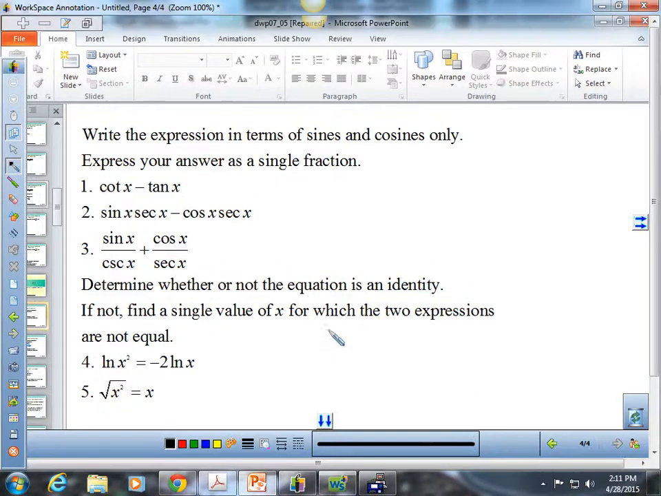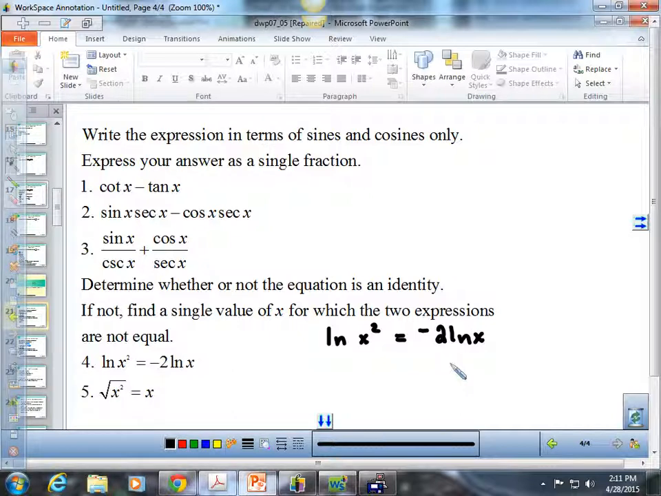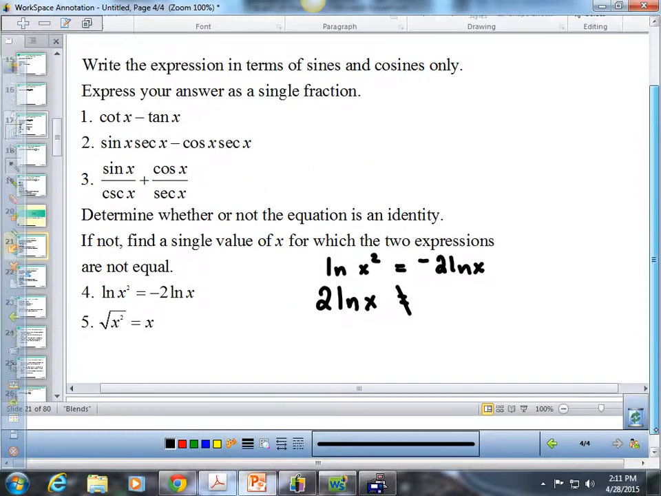Is the natural log of x squared equal to negative 2 natural log x? Okay. What are we allowed to do with exponents when we have a log? We're allowed to bring them out front, right? So natural log of x squared could really be written as 2 natural log x. Is 2 natural log x equal to negative 2 natural log x? No. So is this an identity? No, that one's not an identity.